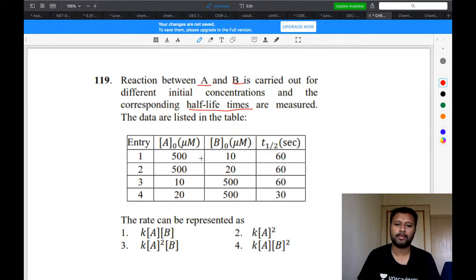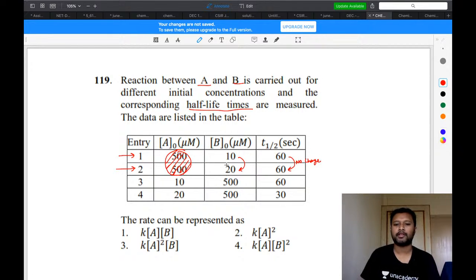Fine. So you can see that you have to go for those two reactions where A is constant. So if I'm looking for these two reactions, let's say these two. Okay. So A is constant here. Now the reaction will not depend upon A. It will only depend upon B. Now you can see that the concentration is getting doubled, right? From 10 to 20, you are getting doubled concentration. But the T half is not changing. Okay. There is no change here.